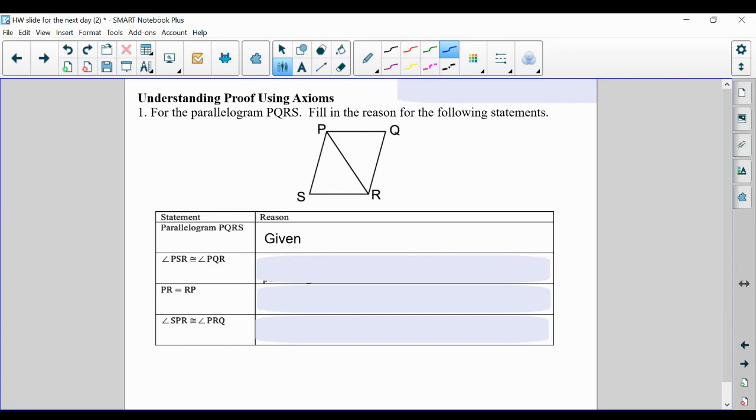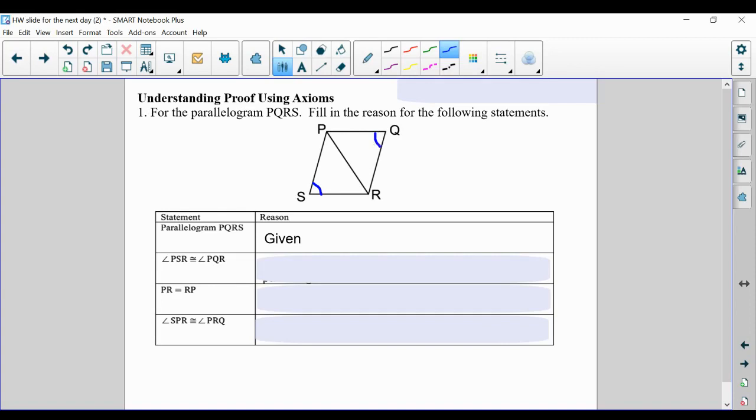Please label it together, because on the test, if you label it correctly, I will give you partial credit. Labeling the picture is very important in this unit of proof. So angle PSR, angle PSR. And also, if you don't label it, I will mark it as incomplete homework and take points off. So please label it, because I have to train you how to label the picture. Is equal to angle PQR.